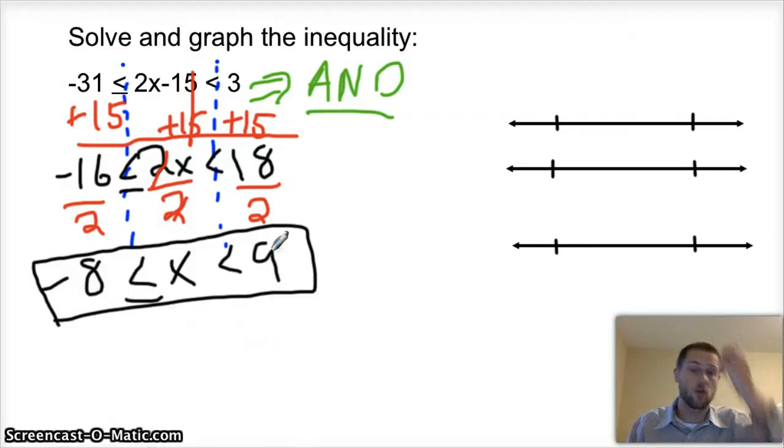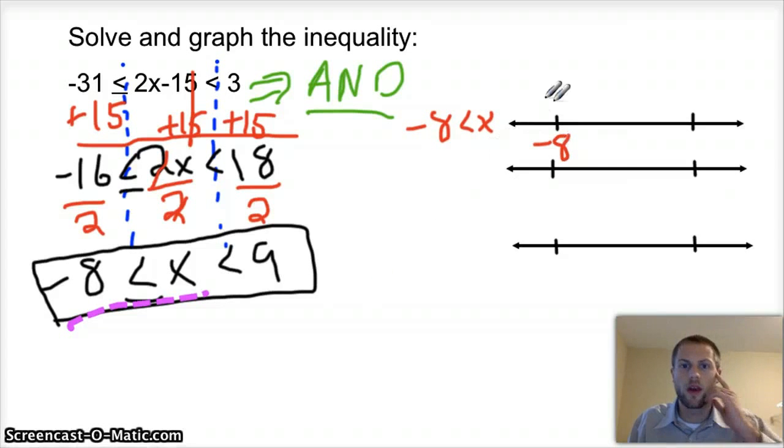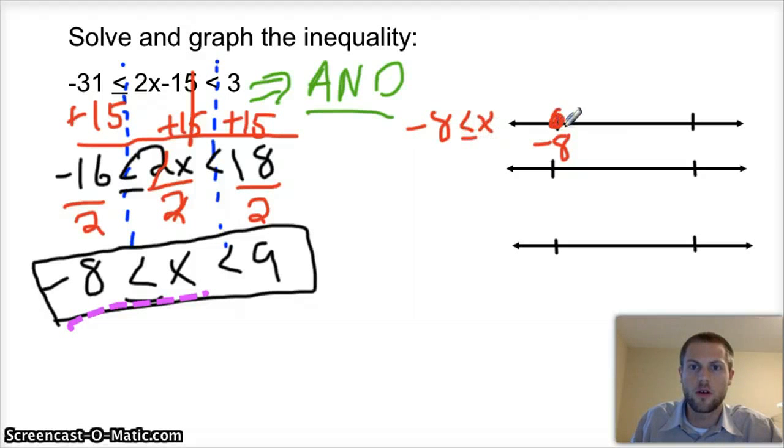So now let me graph this thing. The way that I like to graph it is to cover up one piece at a time and graph this in sections. First, I'm going to graph this piece right here. On the top one I'll do negative 8 is less than or equal to x. So let's put my negative 8 right here, and because it's less than or equal to, I'm going to have a filled in circle, and it's going to go to the right.